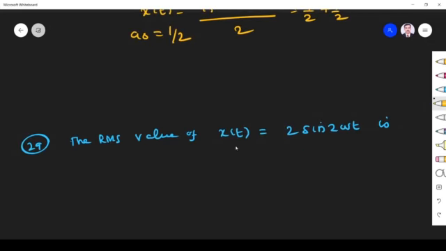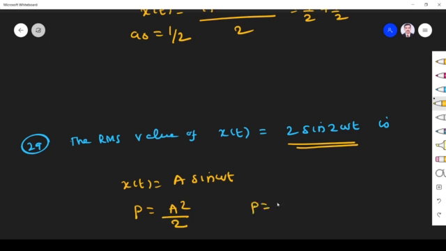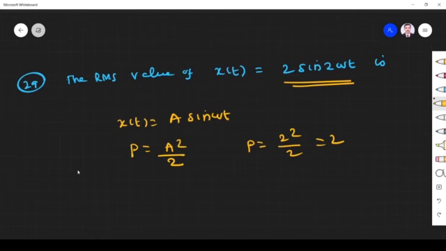Next one, the RMS value of x of t equal to 2 sin omega t is. We know any sinusoid signal is a power signal. For x of t equal to A sin omega t, the power is A squared by 2. As per our problem, A is equal to 2, so P is 2 squared by 2, that is 2. They ask for the RMS value, so root P, which is root 2, 1.41. So the answer is 1.41.